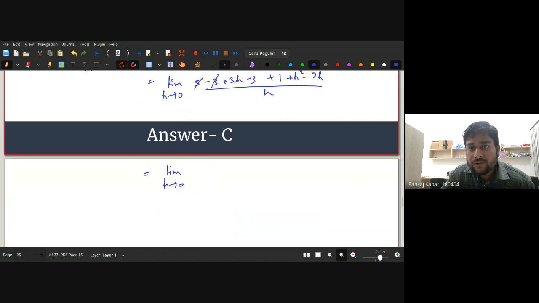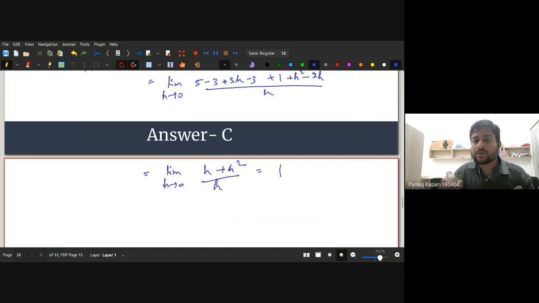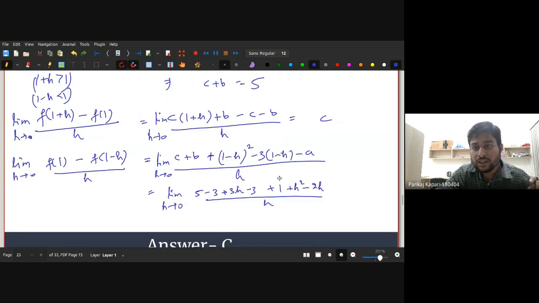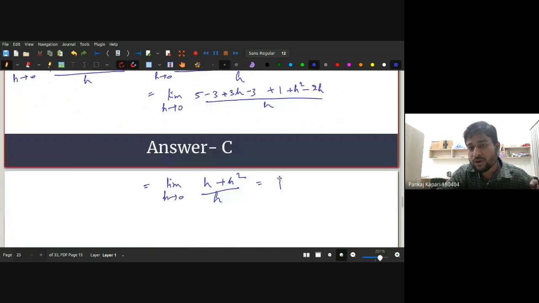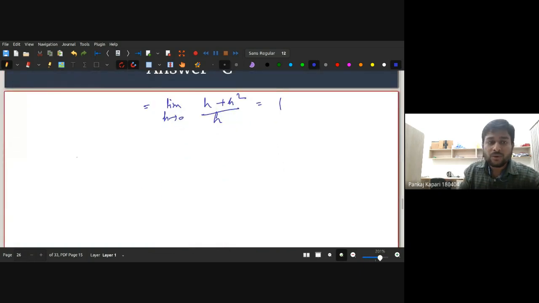So all these things will cancel with each other, right? 6. And then we have 3h minus 2h, which is just equal to h, and plus h square, and then divided by h. Then if you take the limit, you will get 1. So the limit is 1. So the function is differentiable. That means c must be equal to 1. Hence c is equal to 1.